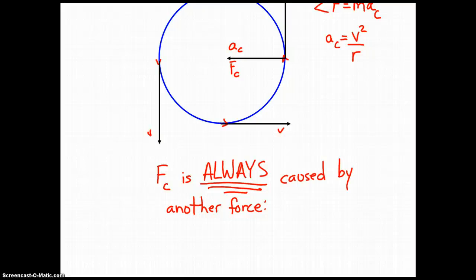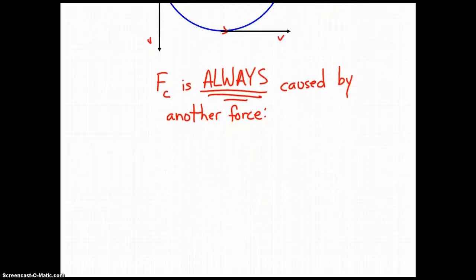What is it that keeps you traveling in a circular path as your car turns to the left? Well, if you think hard about it, what keeps you traveling in a circular path is the static friction between you and the seat. Static friction is a cause of centripetal force. What are some others?